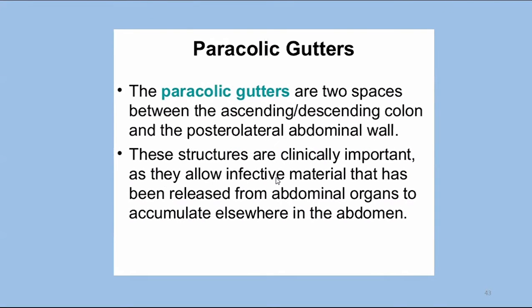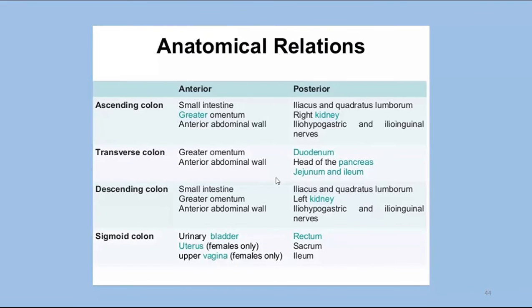Okay, the paracolic gutters. Now, anatomic relations of each segment of the colon. The ascending colon anteriorly is related to the small intestine, the greater omentum, and the anterior abdominal wall. Posteriorly, the ascending colon is related to the iliacus, quadratus lumborum muscles, the right kidney, and the ilioinguinal and iliohypogastric nerves.